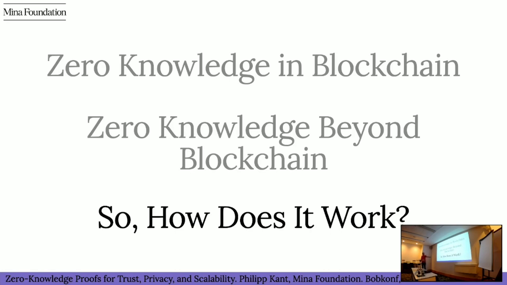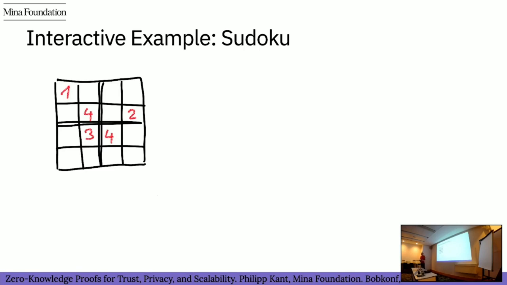Let's spend a couple of minutes now on how these zero knowledge proofs actually work. I'm not going to explain to you how a zkSNARK works because that is much too complicated. I will give you an example of an interactive protocol of a zero knowledge proof, and then I will mention what kind of mathematics goes into zkSNARKs, and that's all I can do in this presentation.